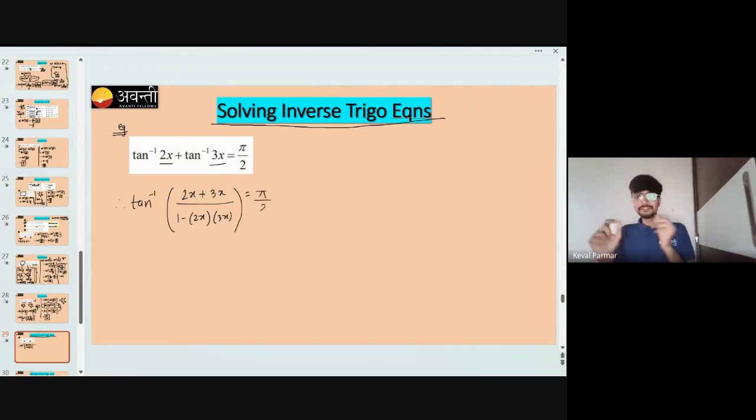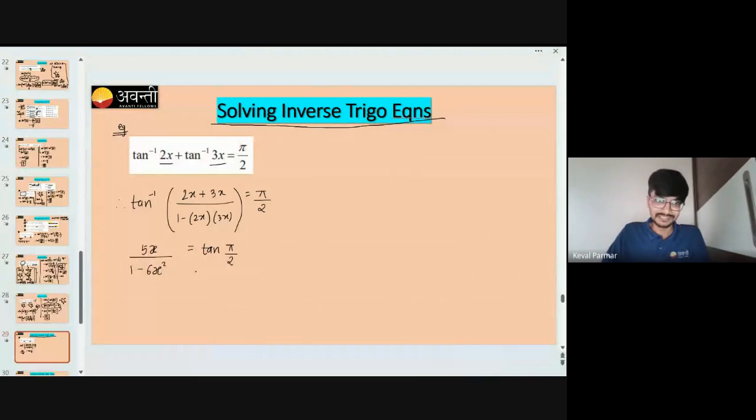Now, if you see clearly, according to the inverse trigo definition, I can get tan inverse on that side. So I will get 2x plus 3x is 5x. On the right hand side, I will get tan pi by 2 upon 1 minus 6x square. If you remember, what is the value of tan pi by 2? It is not defined. So basically, I got an equation: 5x upon 1 minus 6x square is not defined.